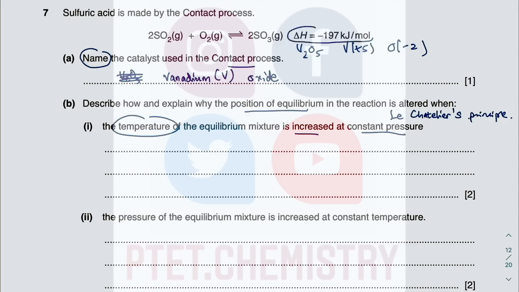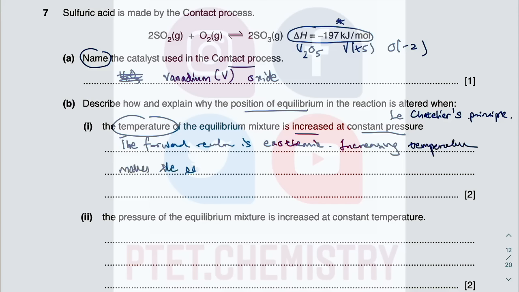So we see this reaction. It says that the forward reaction is exothermic because the delta H is less than 0, see there? So what happens then is when you increase temperature, it makes the equilibrium want to decrease temperature. So what is going on here?